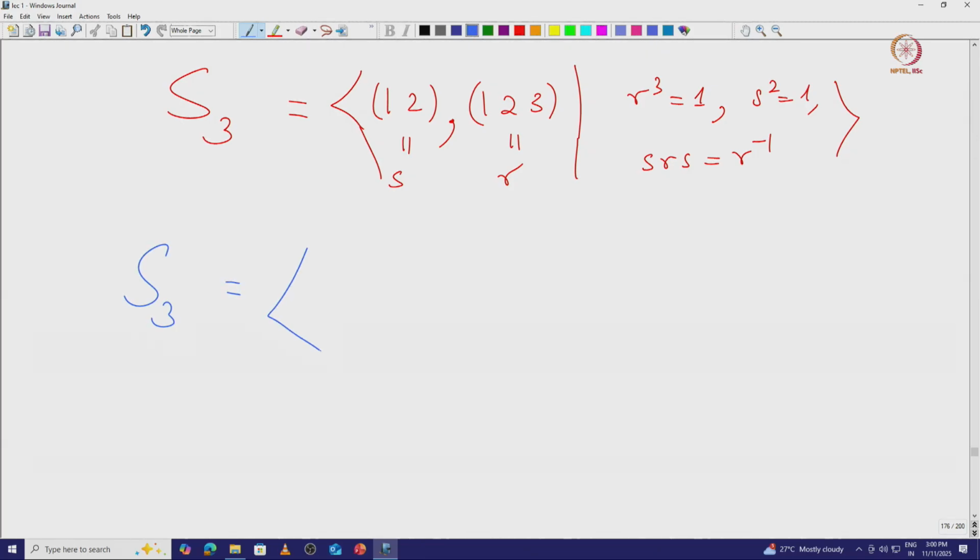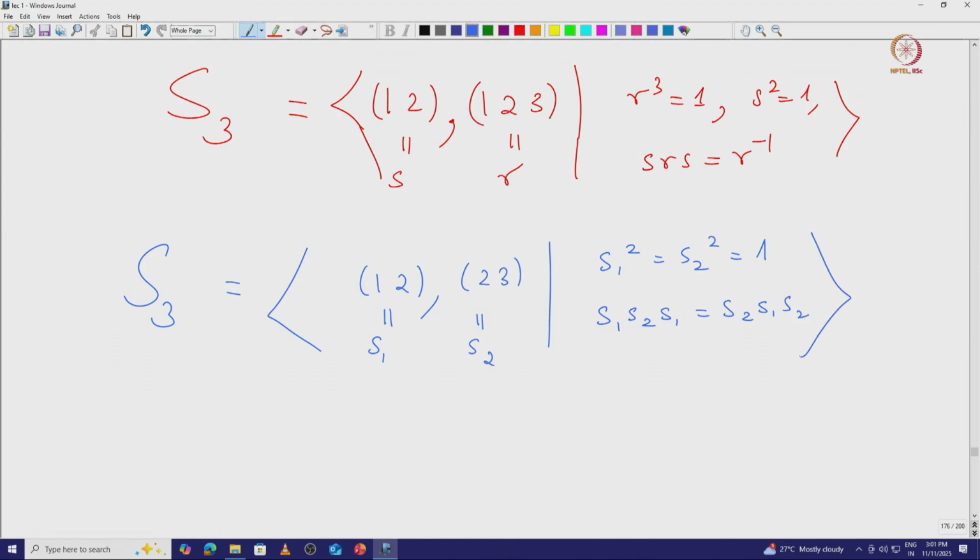So one will be able to say that, for example, (1 2) and (2 3) can also generate S3. Maybe let us call this S1 and this S2. Then with these generators the relations will be S1 squared and S2 squared should be identity, and S1 S2 S1 should be the same as S2 S1 S2. So one can check, we can have different presentations for the same group with respect to different generators.